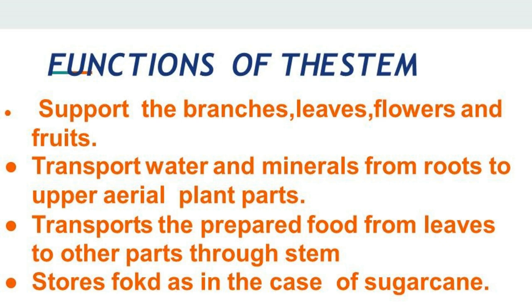Now we are going to see the functions of stem. Support the branches, leaves, flowers and fruits. Stem always supports its branches and other parts of the plant, and it transports the water and minerals from the roots to upper aerial plant parts, and it also transports the prepared food, that is starch, made by photosynthesis from the leaves to other parts through the stem. It also stores food in the case of sugar cane.